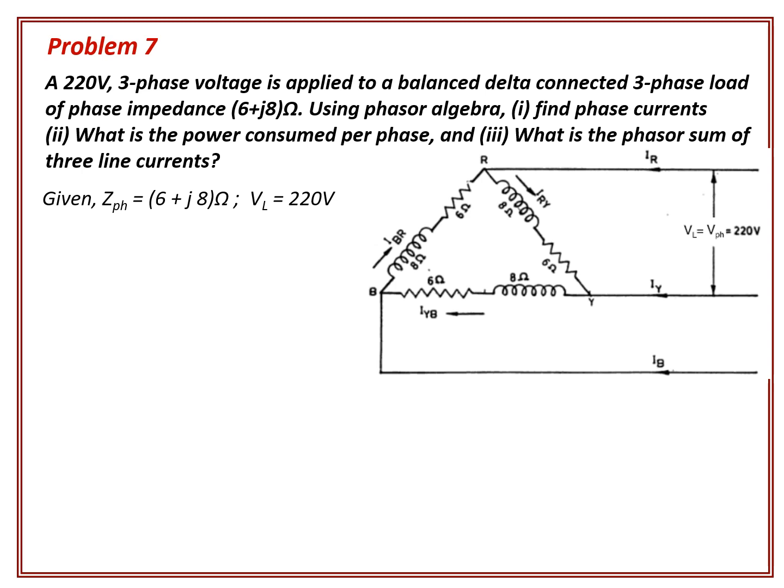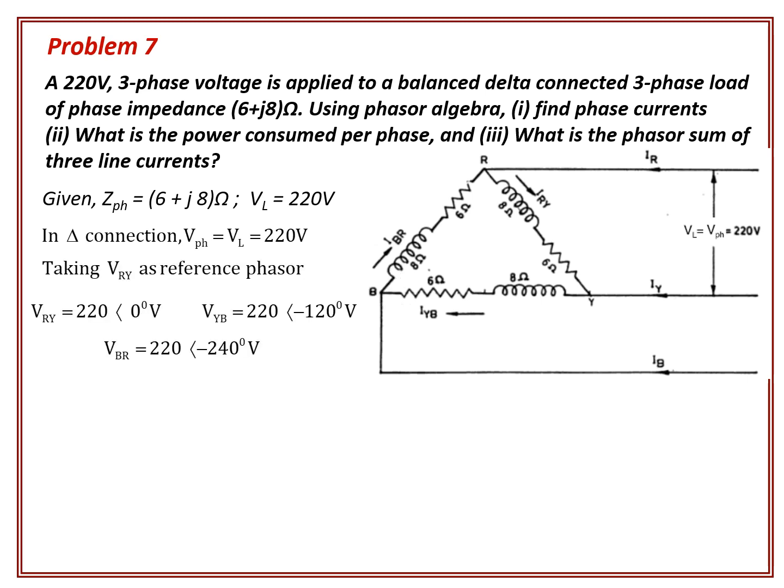In delta connection, V phase equal to VL, so V phase equal to 220 volt. V phase is the magnitude of phase voltages. 220 volt is the magnitude of phase voltage. In a delta connected system, the phase voltages are VRY, VYB and VBR. These phase voltages are equal in magnitude but displaced from each other by 120 degree. And here the magnitude of three phase voltages we got as 220 volt.